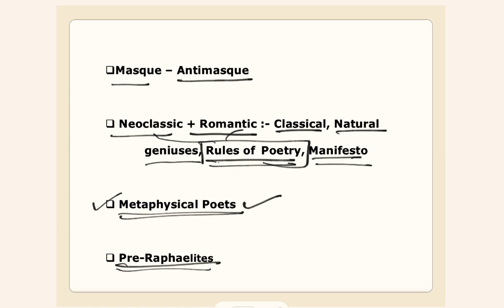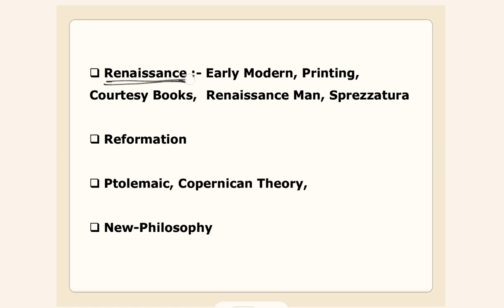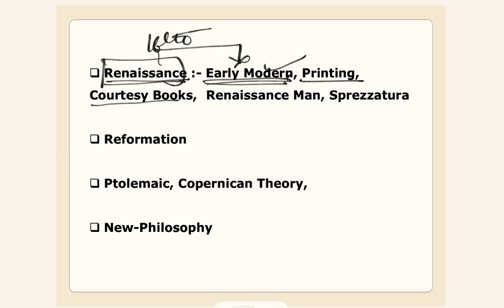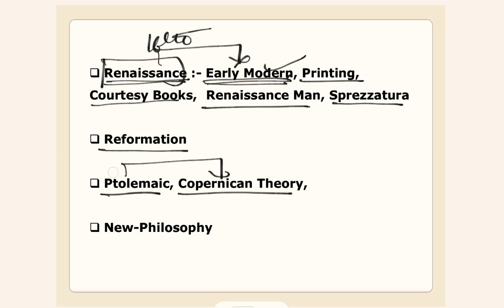Pre-Raphaelites. Renaissance. Look at the background. Renaissance, it is especially in England, 16th century. Early modern day, it is known as modern literature. Renaissance is known as the modern age in English literature. Printing, courtesy books, Renaissance man, sprezzatura, Reformation, Ptolemaic, Copernican theory. How these theories influenced literature, especially John Milton has referenced all these terms in his Paradise Lost. Please remember.